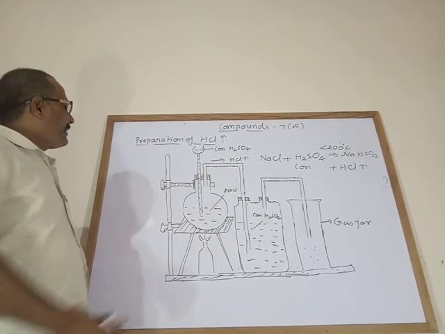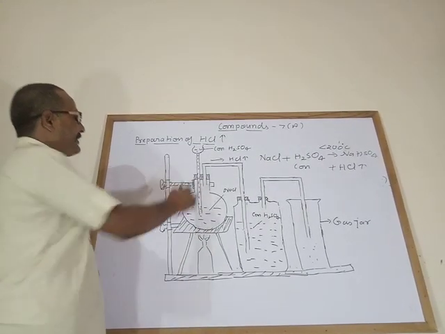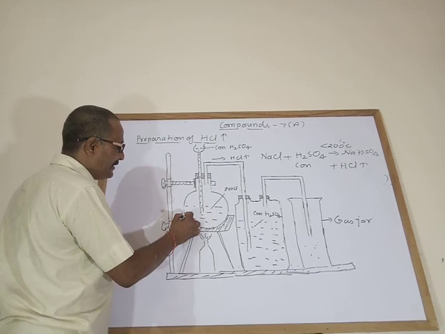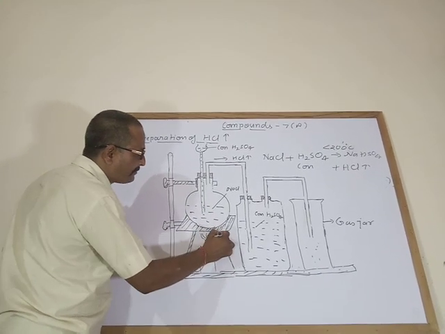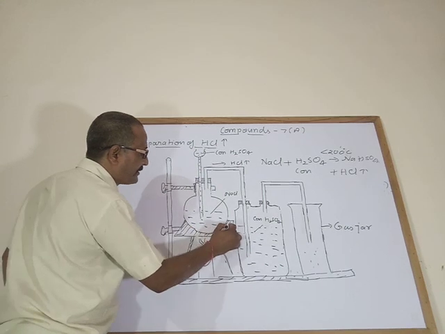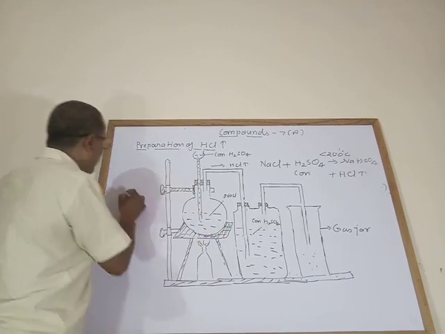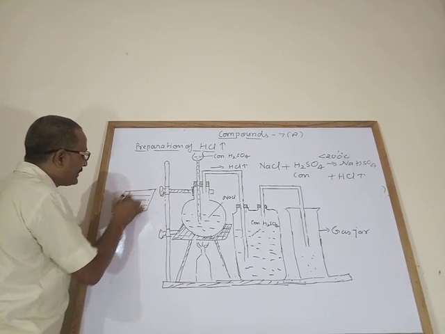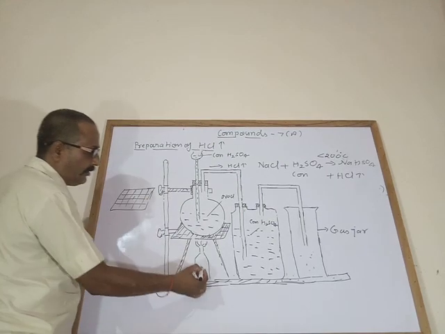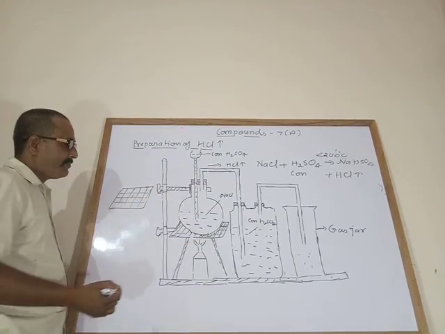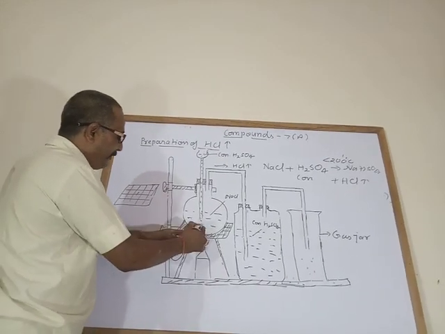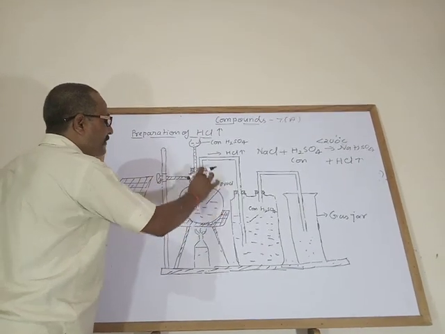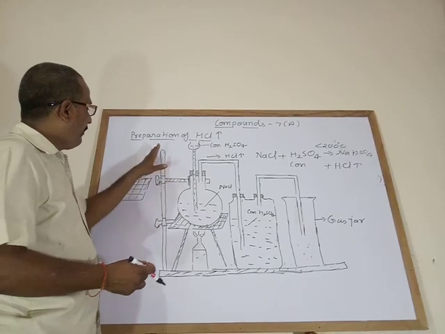See the arrangement I had made: a round bottom flask, which I had clamped on a stand. The tripod is the stand, and here I have put a wire gauze. You know the function of the wire gauze: it is to distribute the flame. Here is the Bunsen burner, and the wire gauze distributes its flame. So here is the round bottom flask, clamped on a stand.